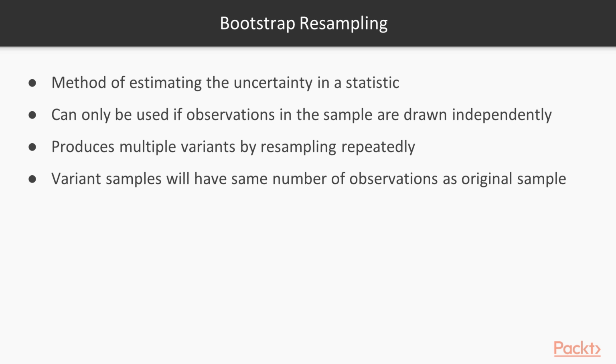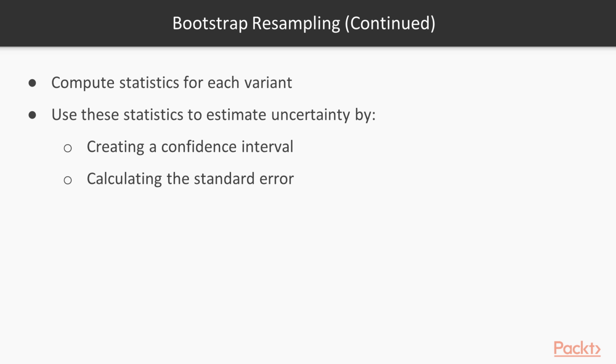Bootstrap resampling is a method of estimating the uncertainty in a statistic. It can only be used if the observations in the sample are drawn independently. Bootstrap resampling produces multiple variants of the sample by repeatedly resampling with replacement from the original sample. All of the variant samples will have the same number of observations as the original sample, and may include any observation 0 or more times. We can compute our statistics for each of these variants, and use these statistics to estimate the uncertainty in our estimate by creating a confidence interval or calculating the standard error.